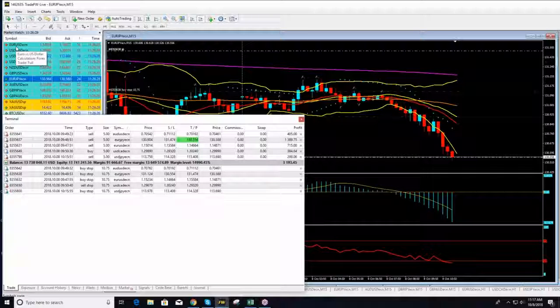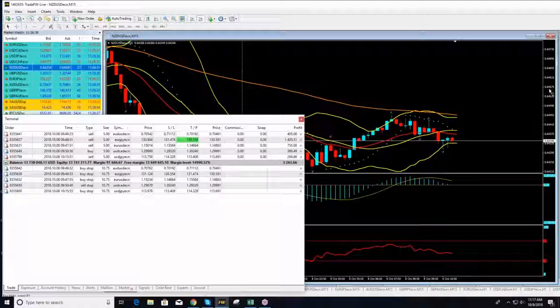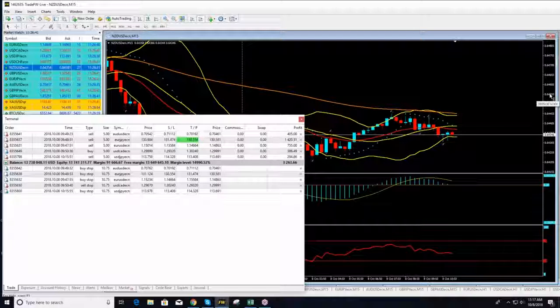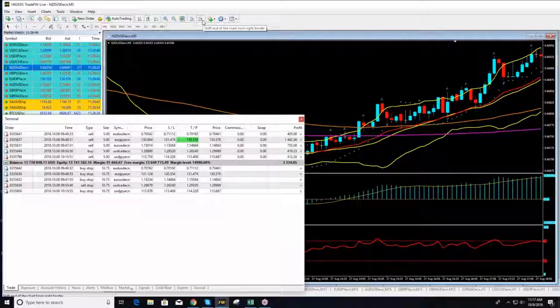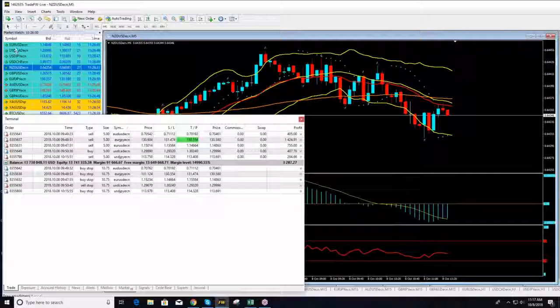Now let's see how the other pairs are doing. As you can see, all of the positions are making money for the moment. And actually I'm thinking of adding more positions. I think I will short also the Kiwi. Let me see the setup if it's nice. Okay guys, I'm going short the Kiwi. Just a moment. Let me short Kiwi.